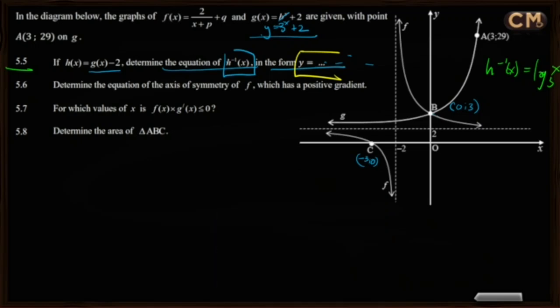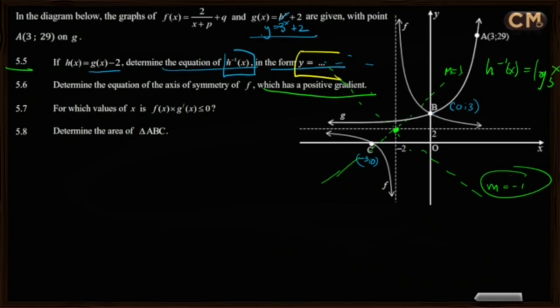Now, determine the equation of the axis of symmetry of f, which has a positive gradient. So remember, f is this hyperbola that we were dealing with, and its axes of symmetry run in a positive direction with a gradient of positive 1, and the other one runs with a specific negative gradient of negative 1. Now, y is equal to mx plus c, and we have a point. So the point of intersection for the asymptotes is also the point of intersection for these two axes of symmetry.